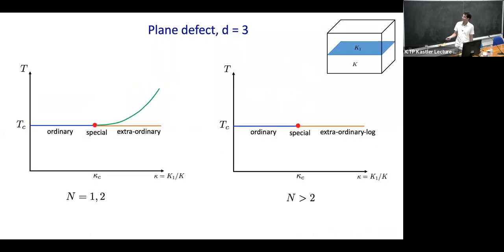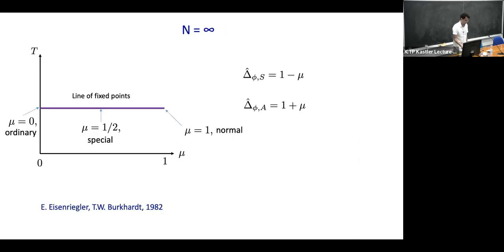Right, so the phase diagram is as I said here. Now, something actually very interesting happens when n is equal to infinity in this model, in this plane defect, which is that this entire line becomes a line of fixed points. There is an exactly marginal boundary coupling at n equal to infinity, and the exponents on the boundary change as you change this boundary coupling, which I parametrized by mu here running from 0 to 1.